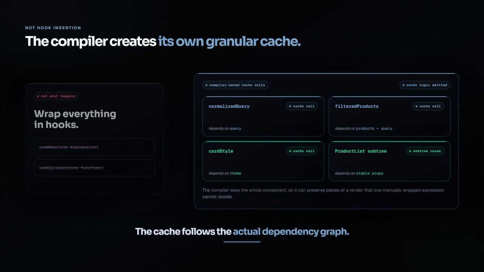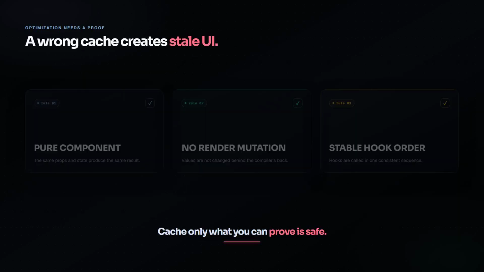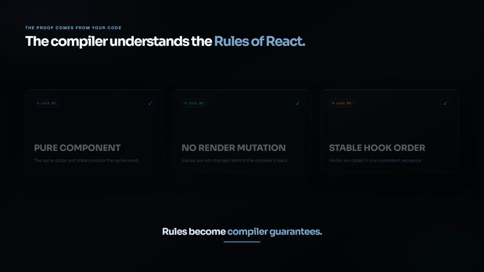So now the interesting part is how it knows what to memoize, because memoizing wrongly is very dangerous. If it caches a value that actually should have updated, you get a stale UI. So the compiler can't just cache everything and hope for the best. It has to prove that a value only changed when specific inputs change. And the way it can prove that comes down to understanding the rules of React.